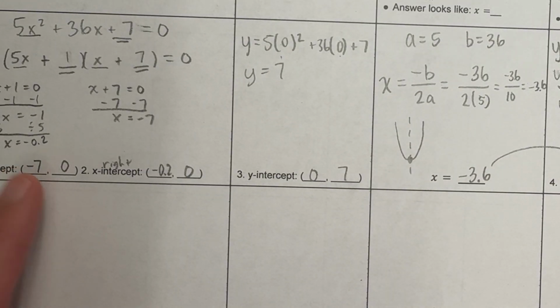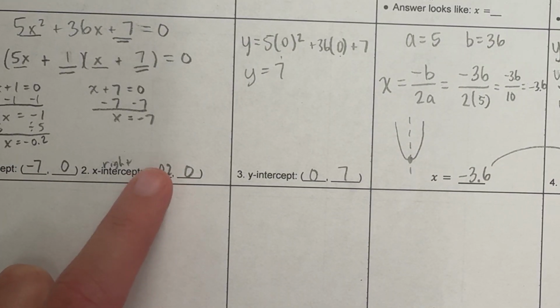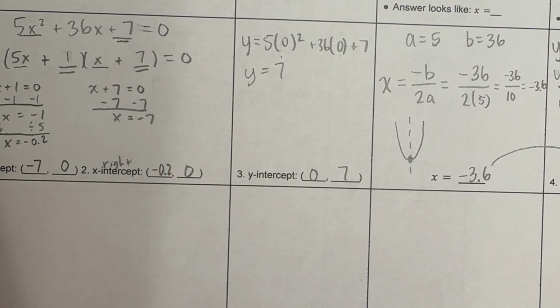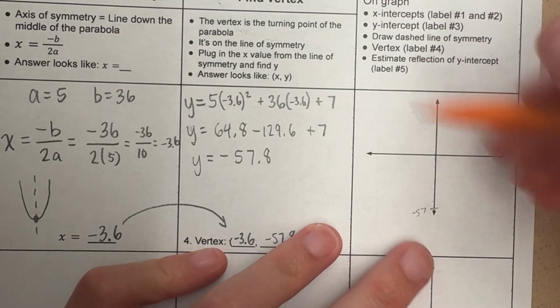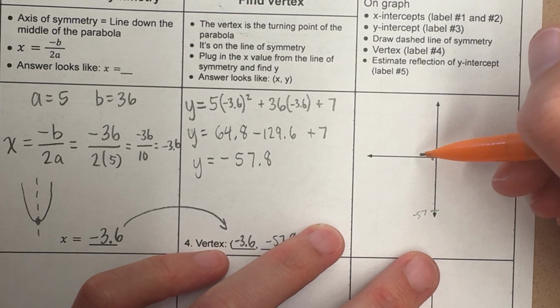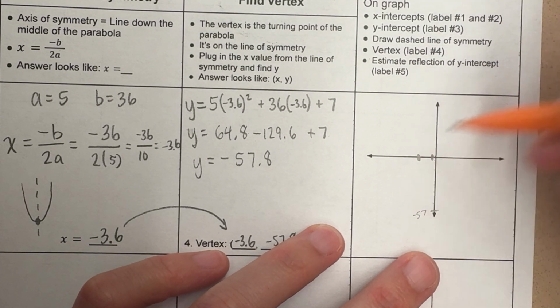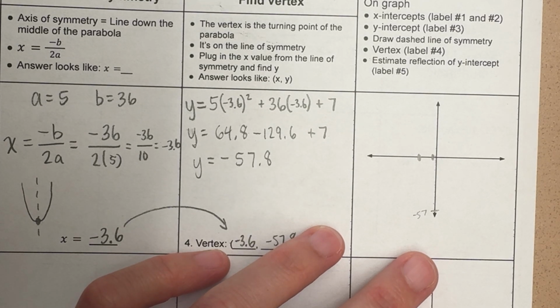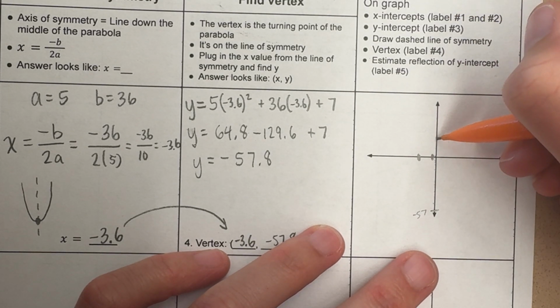Ready? Let's look. My x-intercepts are negative 7 and negative 0.2. This number is really close to 0, a really small number, so that's like right here. And then negative 7, 0 is going to be maybe right here or so. My y-intercept is 0, 7, so that's right around here.